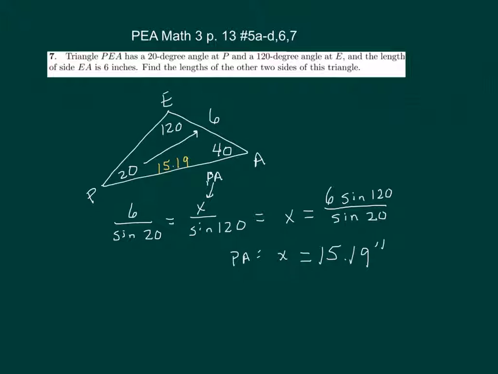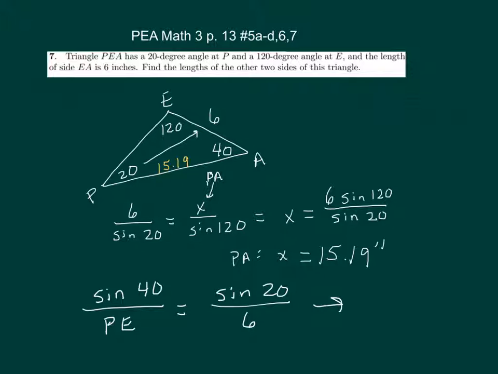So we could do sine. And again, it doesn't really matter which of these you have on top. Some books do it this way, others do it the other way. So I'll just do it the other way to show it's possible. We could do sine 40 over PE equals, and you can use either of the sides: sine 120 over 15.19, or sine 20 over 6. I keep the sine 20 over 6, just because if I messed up on the other one, I'll still have it okay. So I will do sine 20 over 6.